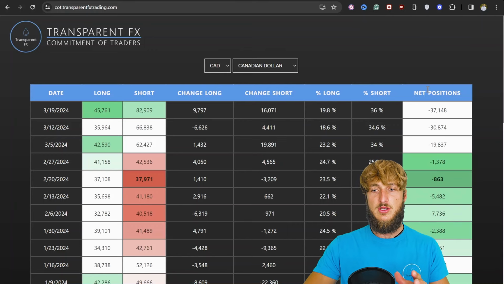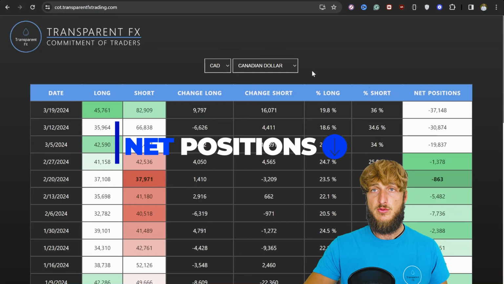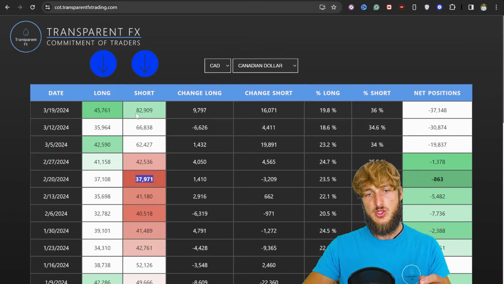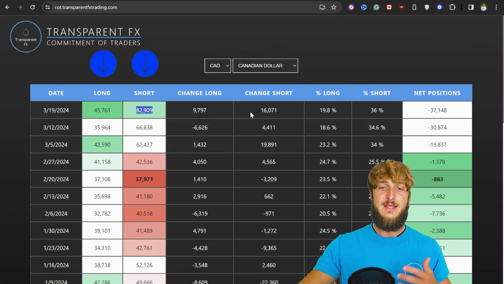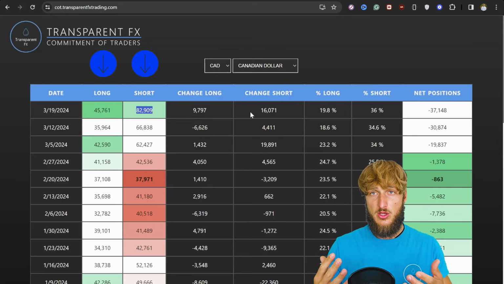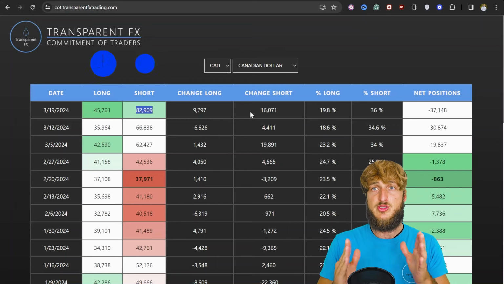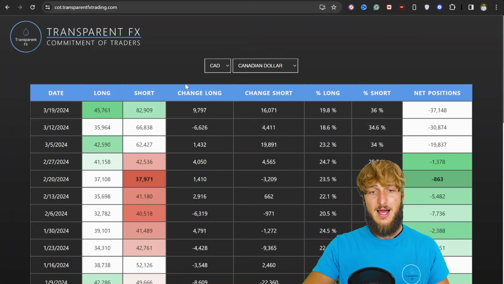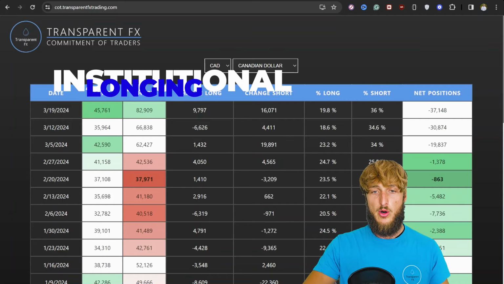Meaning that if we see here that net positions are massively getting decreased on the CAD, going from minus 800 to minus 37.1k net positions, so we see a massive shorting of the CAD, with institutions in fact going from having 37,000 shorts all the way up to 82,000 shorts. This means that institutions are longing USD CAD by shorting the CAD, because if institutions are shorting CAD USD, they're actually longing USD CAD, obviously. So from an institutional perspective, clearly we're seeing massive institutional longing of USD CAD.